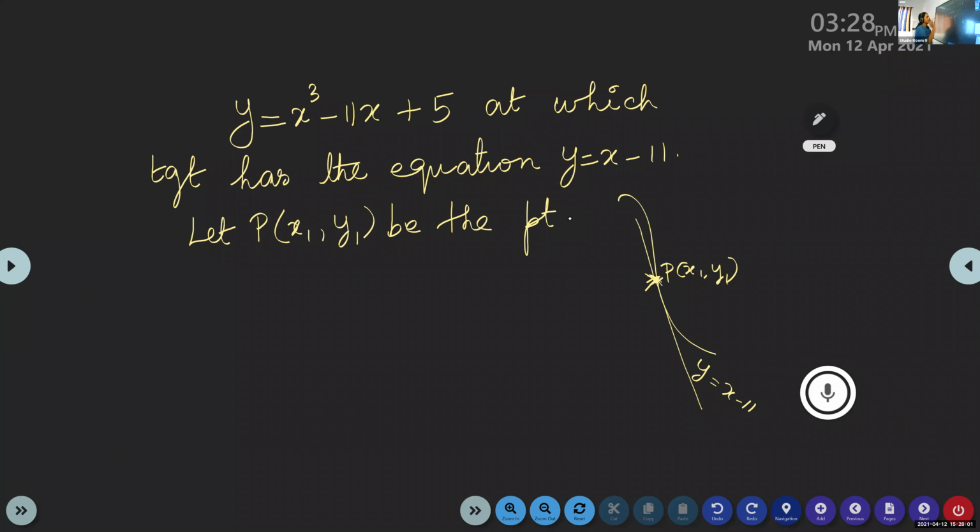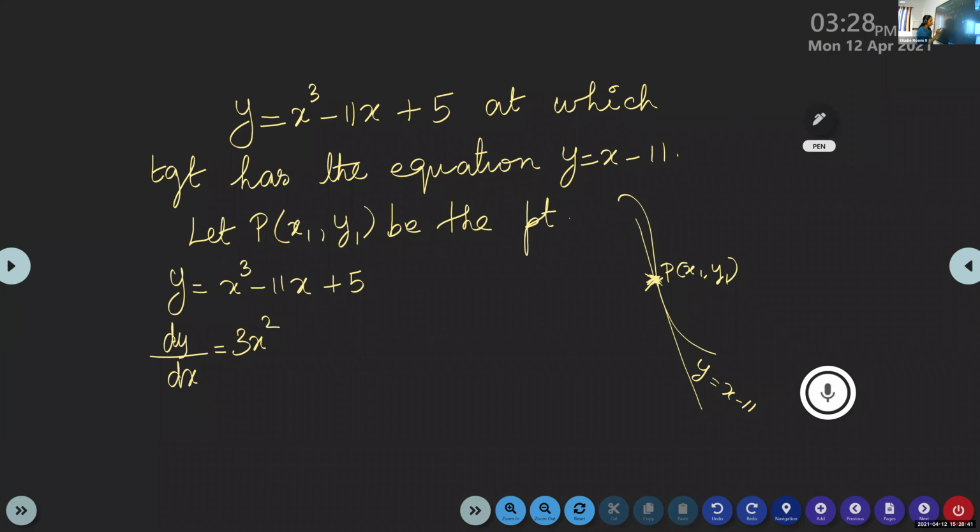Now, we want to find the tangent. What is the formula for the equation of the tangent? y minus y1 is equal to m into x minus x1, isn't it? The curve is given. What's the equation of the curve? y is equal to x cube minus 11x plus 5. What is the slope of the curve, what is dy by dx? Differentiate and give me the slope. 3x square minus 11. Very good.